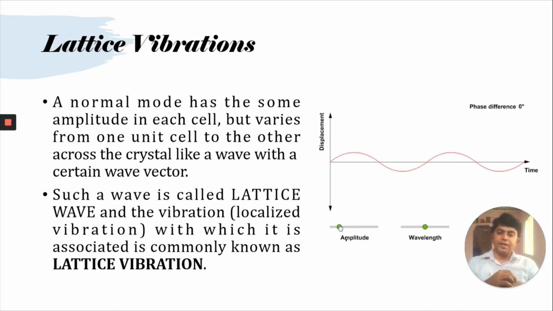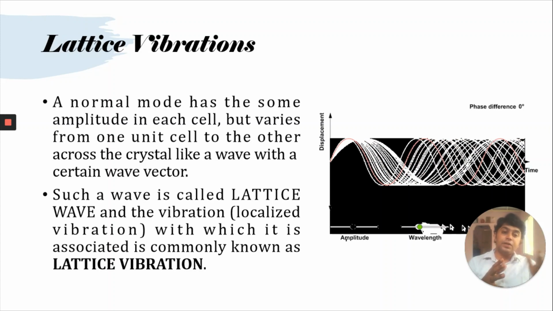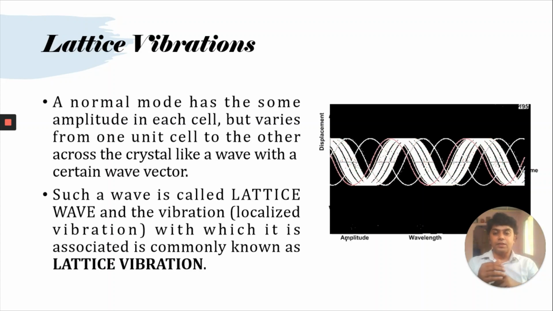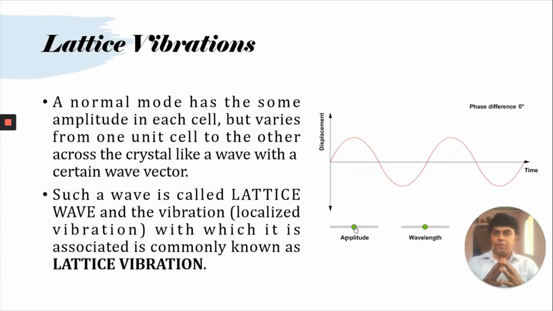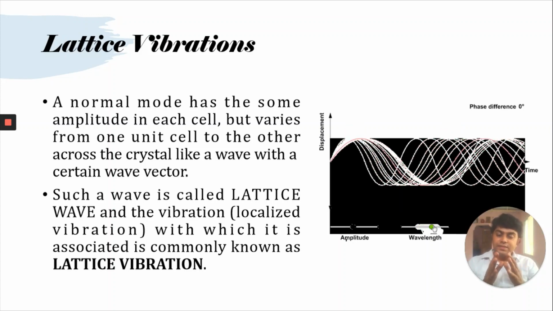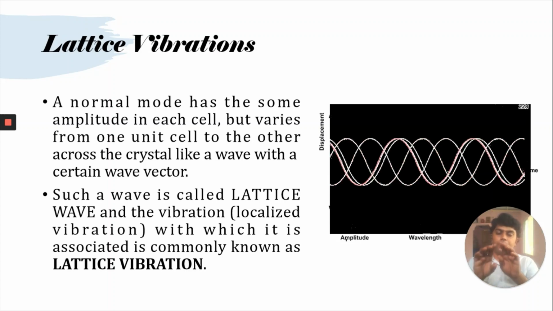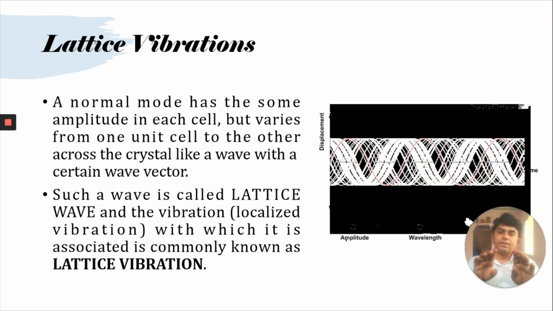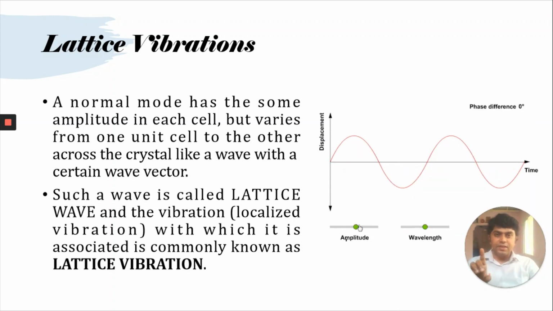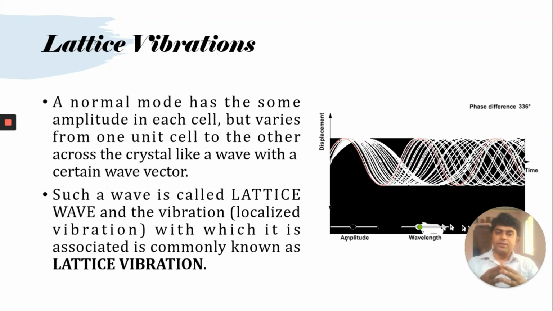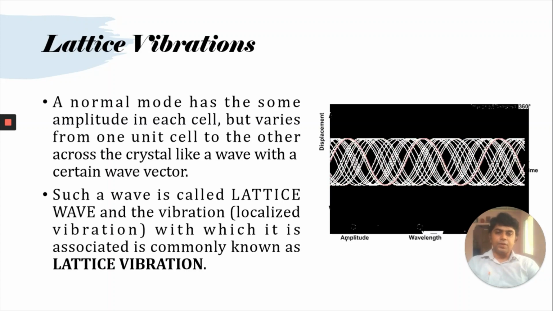We'll see it later. A normal mode has some amplitude in each cell, but varies from unit cell to unit cell in a crystal, which can be described by a wave vector. Such a wave is called a lattice wave. Very important, I again repeat it: when a wave is seen in a particular unit lattice, this wave varies from one lattice cell to another lattice cell, which can be expressed in a general form as a wave vector. So this wave is called a lattice wave, generally known as a lattice vibration.